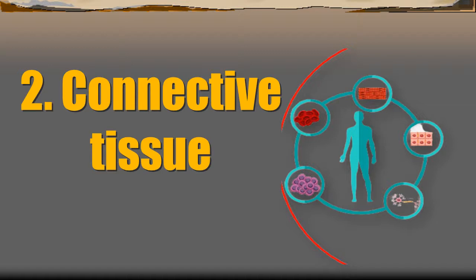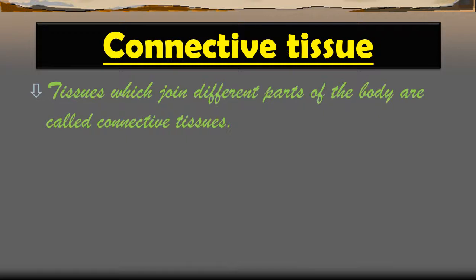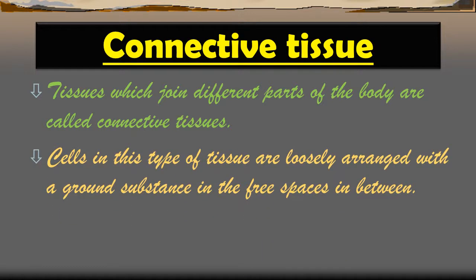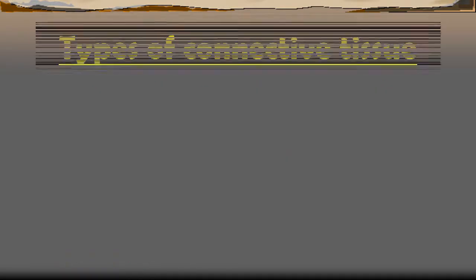Now the next type of tissue is connective tissue. So what is it? Tissues which join different parts of the body are called connective tissues. Okay, so cells in this type of tissue are loosely arranged with a ground substance in the free spaces in between, and the ground substances may be solid, liquid like water, or jelly-like materials. So now let's see the different types of connective tissues.